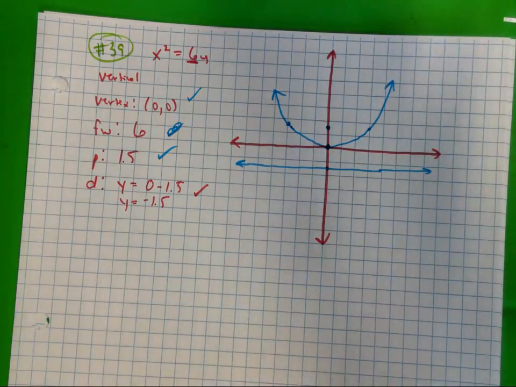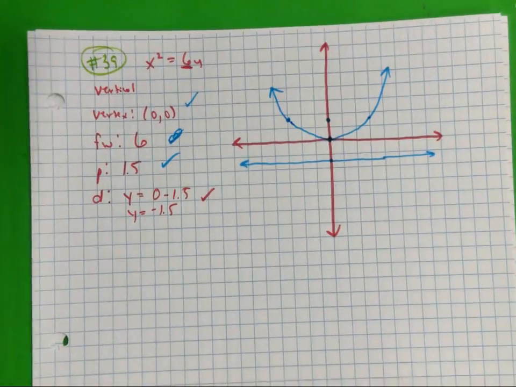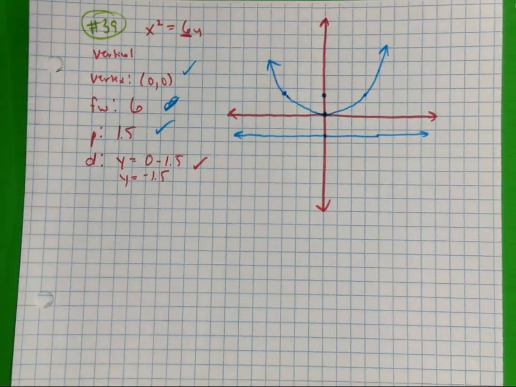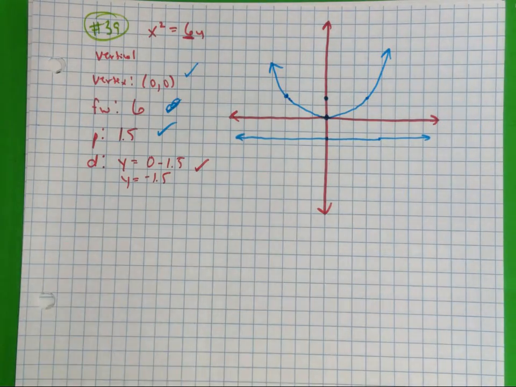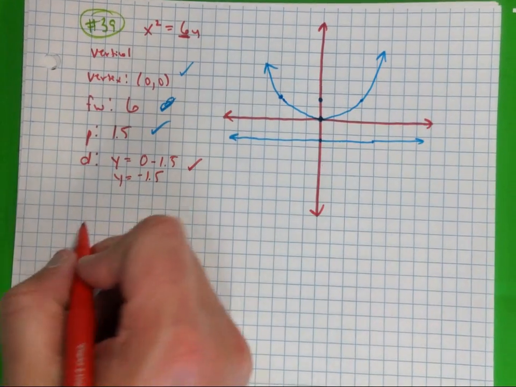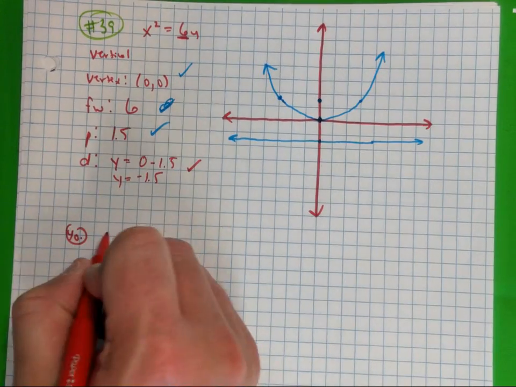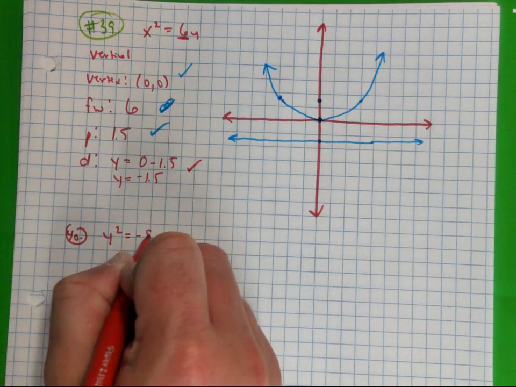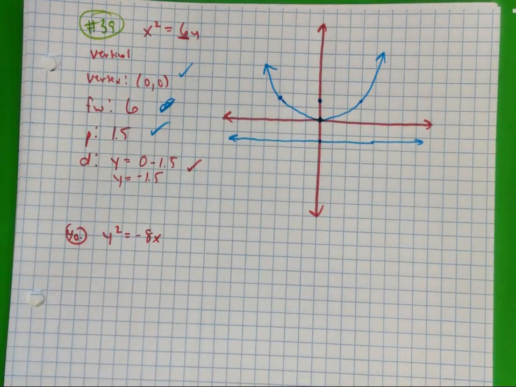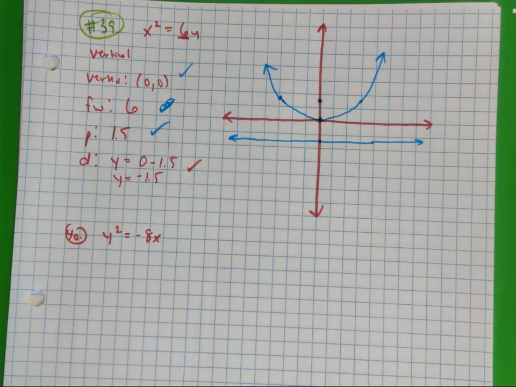Take a minute in your group, discuss that. If someone's having trouble, please help your neighbor to understand that. All right, number 40. Y squared equals negative 8x. And by the way, I will post this video, so if you need to see this again at some point tonight, you will see it on Google Classroom.